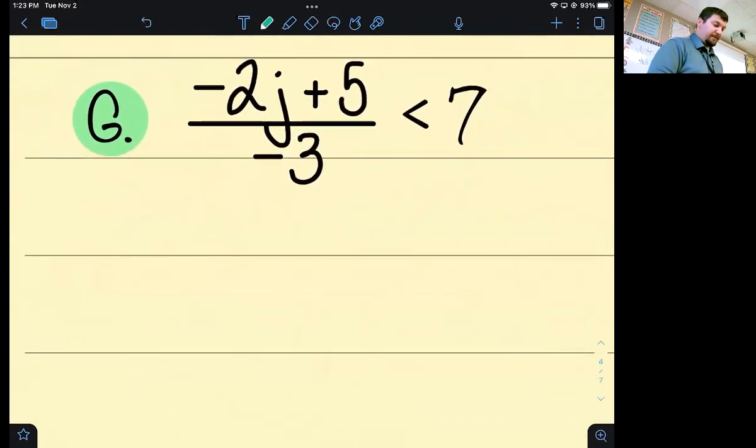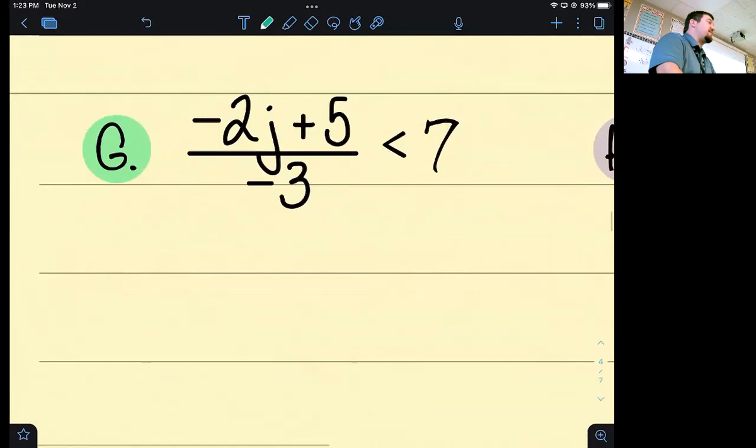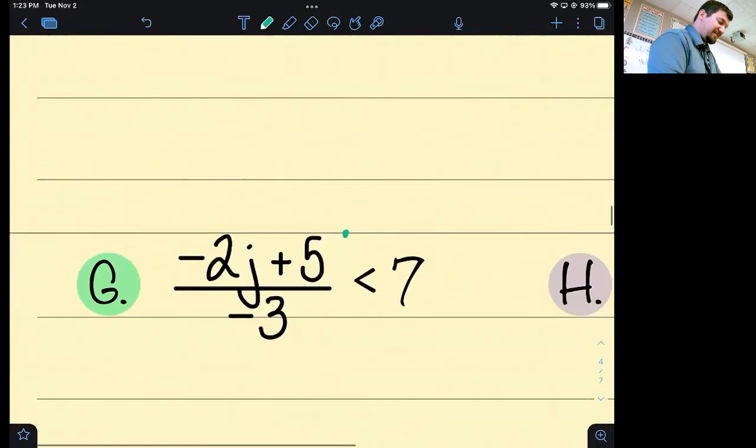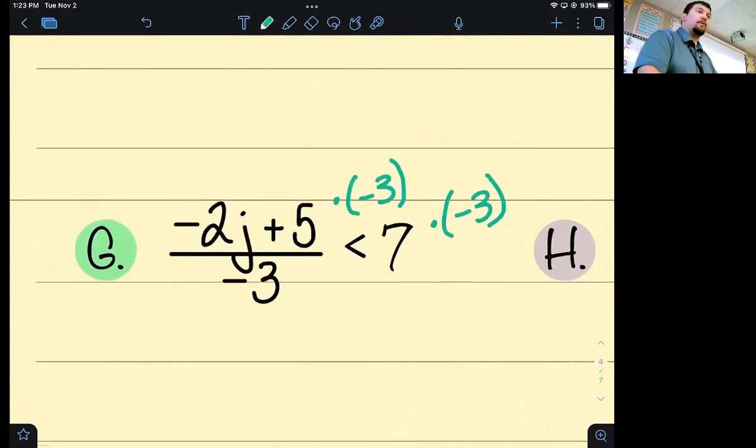G escalated quickly. It's another big fat fraction. I should still try to clear this fraction first. How do I clear this fraction? By what? By -3. Thank you. Timesing by -3 is the only way you can get rid of a dividing by -3.